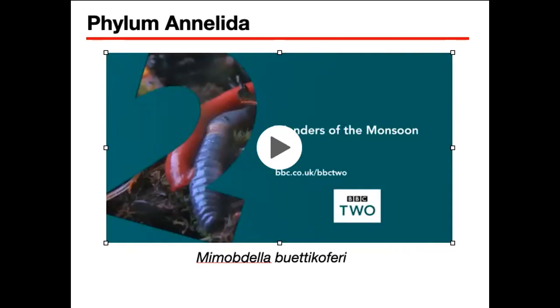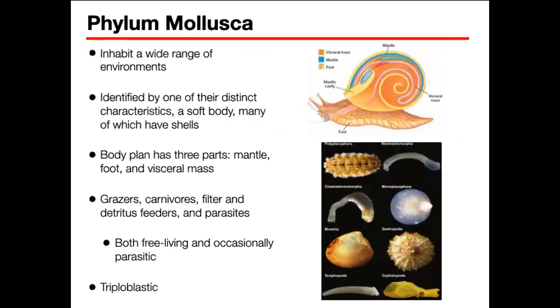And we also have another diverse clade of invertebrates, the phylum Mollusca. Mollusca means these are soft-bodied invertebrates, and they inhabit a wide range of environments. They are identified by their distinct body characteristics. They have a soft body, many of which have shells, and some do not. For example, our blue dragon is an example of a mollusk. That's a nudibranch. Nude means it has no shell.